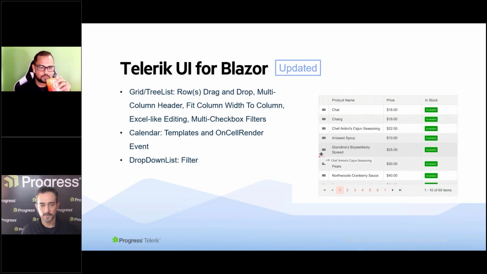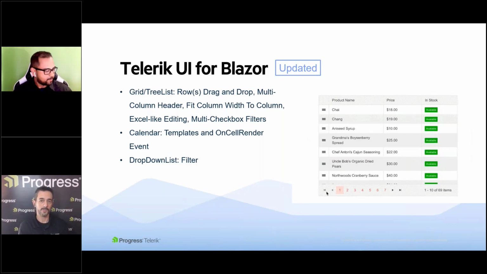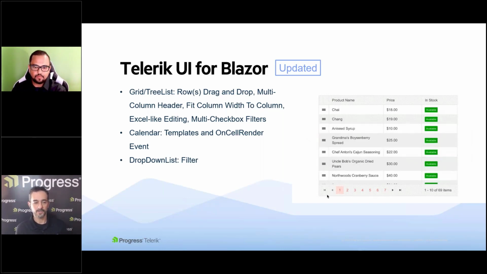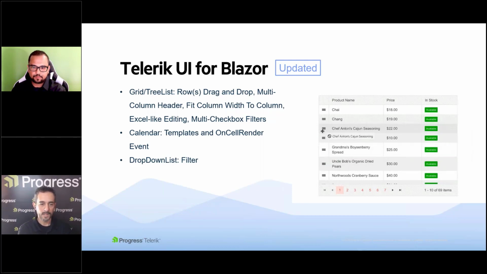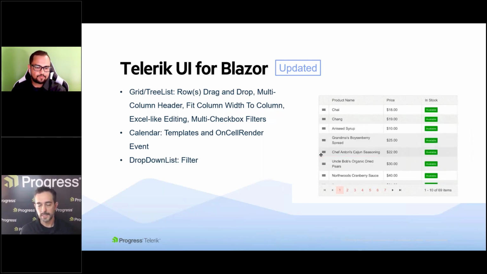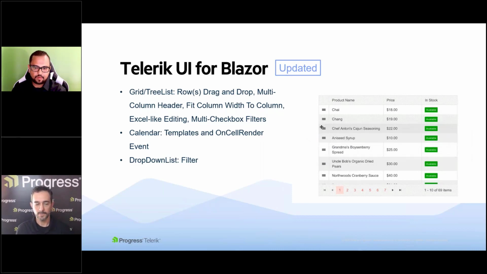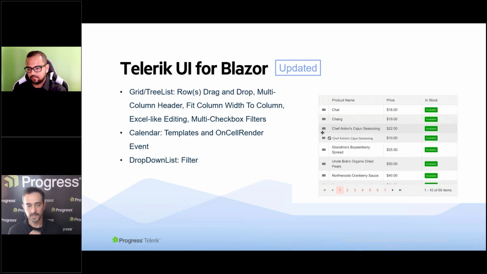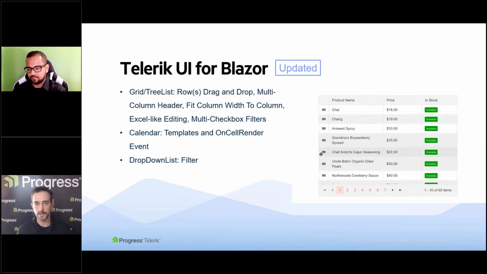We have fit column to width, Excel-like editing. So if you're doing a lot of data entry on the data grid, that's perfect. You can just tab between cells and save multiple rows and that type of thing. Checkbox filtering is something that we've had in the grid before, but this allows you to add multiple checkbox filters. This is another Excel-like feature where you can click on a filter and check multiple pieces of data that you'd like to filter by, and it's all data that's coming from that data point or that column in your data set.